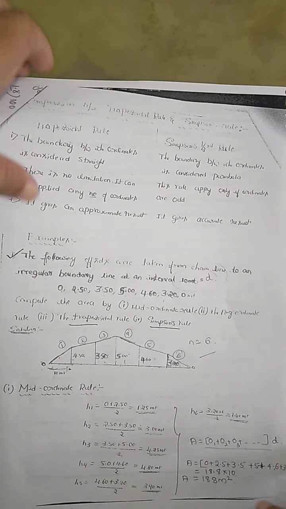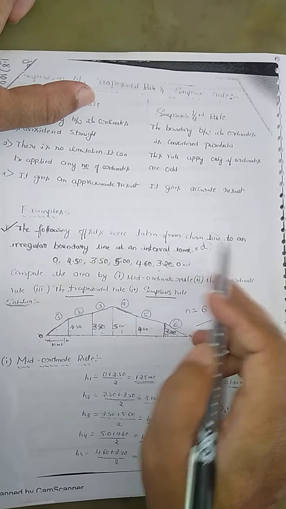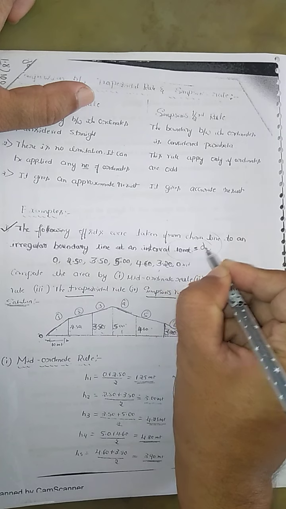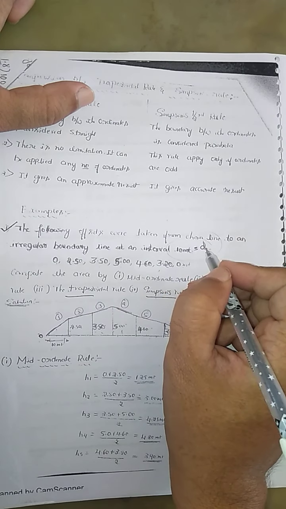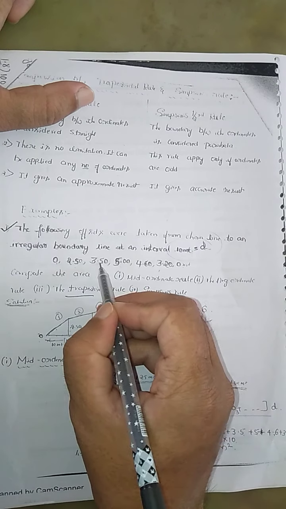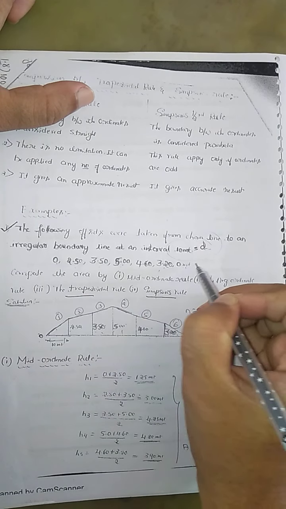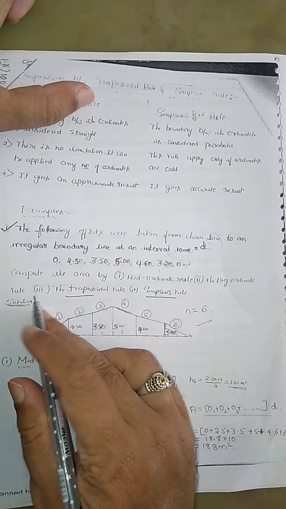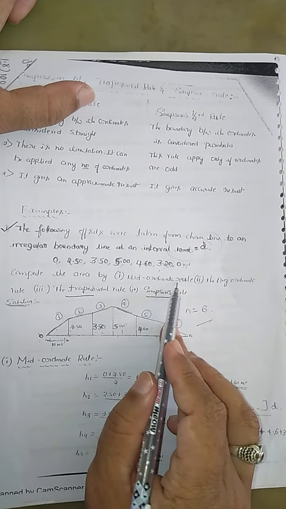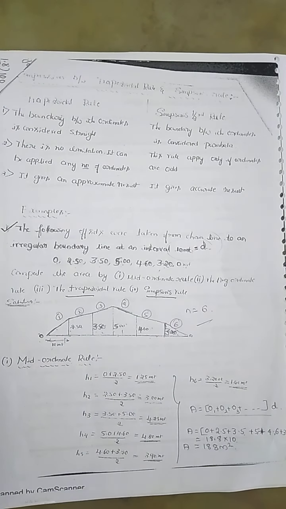Now the following offsets were taken from a chain line to an irregular boundary line at an interval d equal to 10 meters. The distance d is 10 meters and the offsets they have given are 0, 2.5, 3.5, 5, 4.6, 3.2 and 0. They are telling you to determine the area by the mid-ordinate rule, the average ordinate rule, the trapezoidal rule and Simpson's rule.